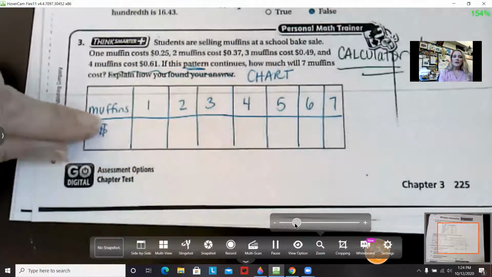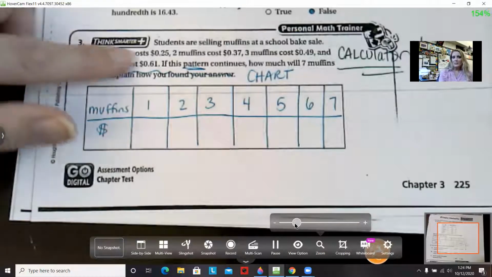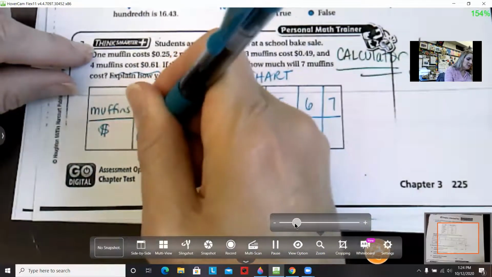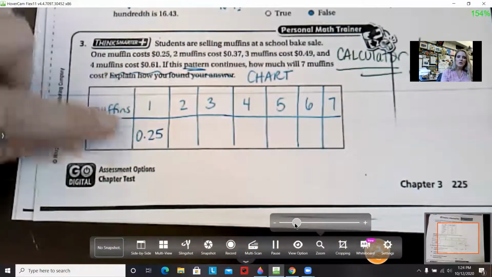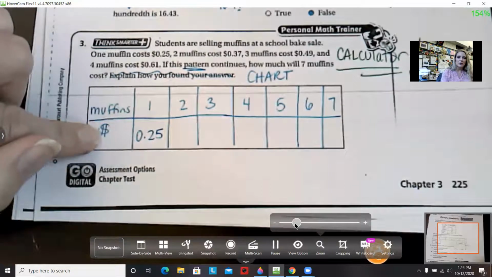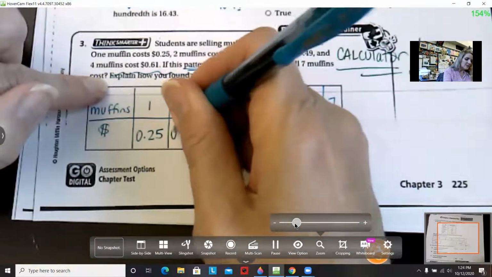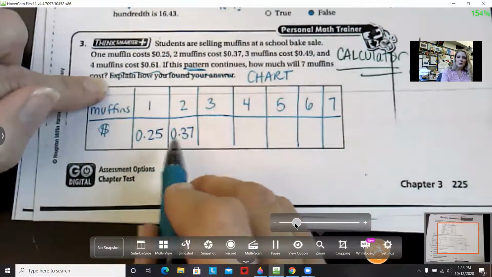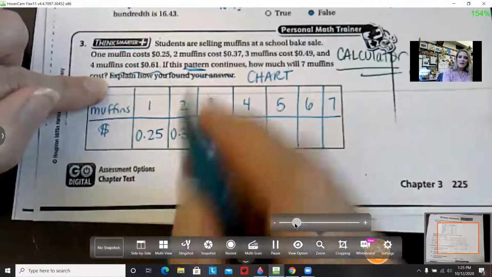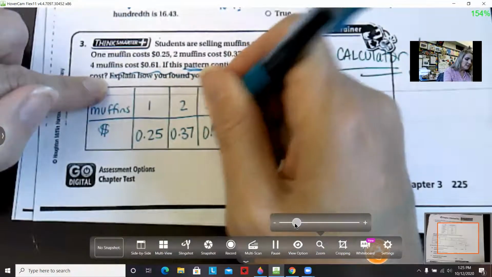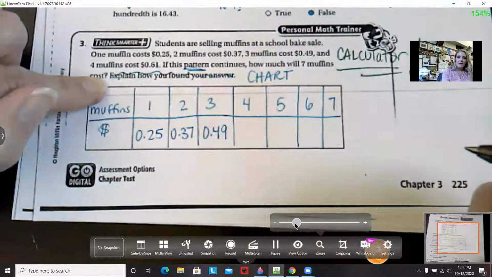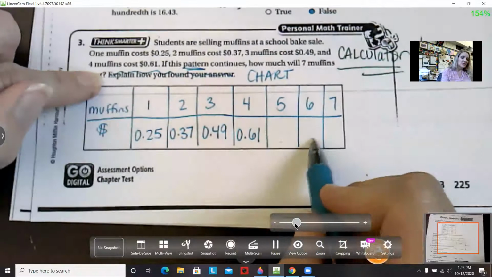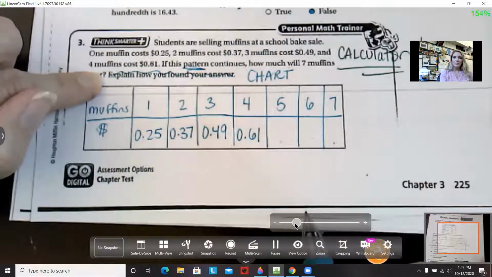Okay, and now it already gives us the cost of the muffins so far. 1 muffin costs 25 cents. So let's put that in decimal form. And you don't need a dollar sign because our dollar sign is over here in our chart. 2 muffins cost 37 cents. So that's $0.37. You can see the whole numbers and the decimals, what they mean. 3 muffins cost 49 cents. And 4 muffins cost 61 cents. If this pattern continues, how much will 7 muffins cost?